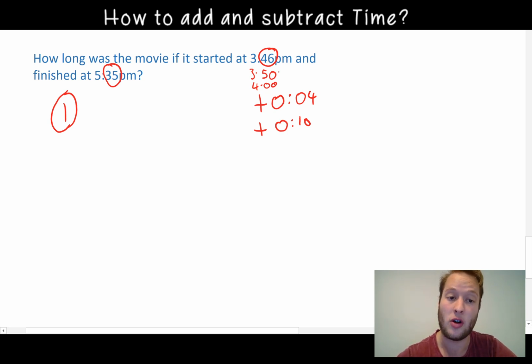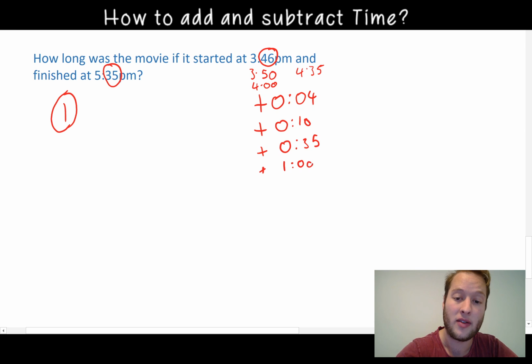So now on 4 o'clock, what am I going to need to do to get to 35? I'm going to add 35. My new time is now 4:35, and now what do I have to add to 4:35 to get to 5:35? I'm going to add 1 hour. So add 1 hour 0 minutes, and now I'm at 5:35. All up, I added 4, then 10, then 35, then an hour. If I added all of those together, I'd have my new time.